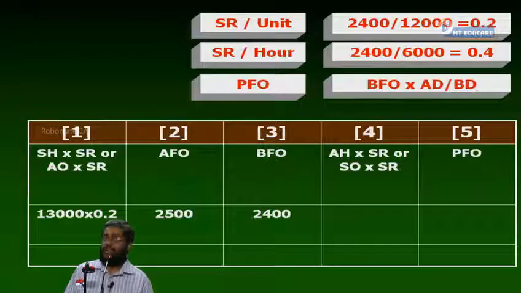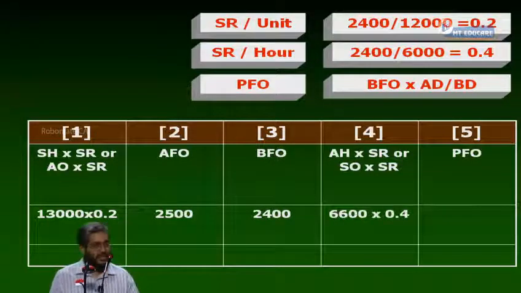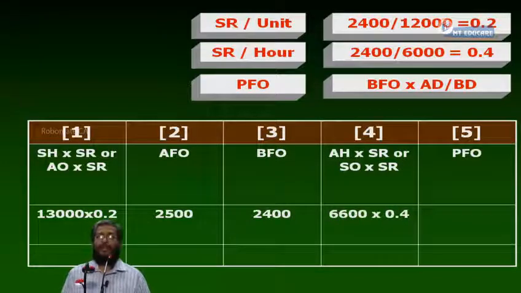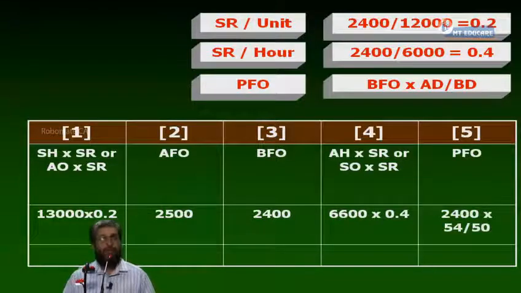6,600 into SR is 0.4. 6,600 into 0.4. PFO is BFO into AD by BD. Yes or no? It is 2,400 into 54 by 50.